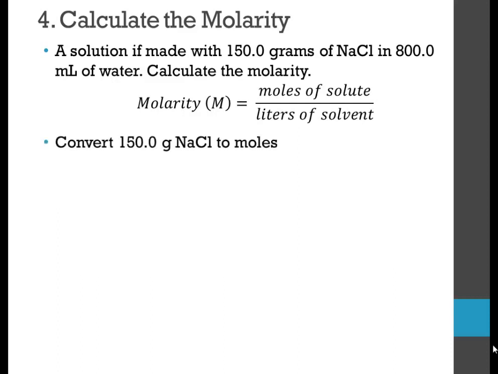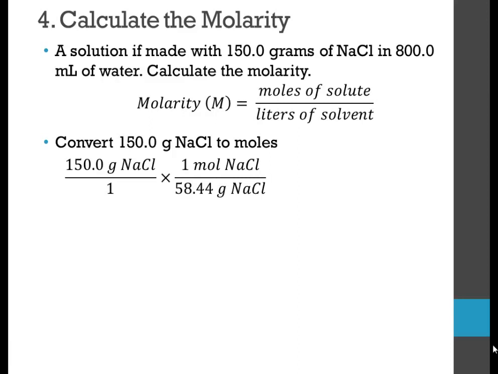So we have to take our 150 grams of NaCl and convert it to moles so that we can figure out the moles of solute, which is on top in our equation. So I start with 150 grams of NaCl, and I need to cancel out grams and convert it into moles. So this will give us moles of NaCl. My conversion factor has grams and moles, meaning it's the molar mass of sodium chloride. So we can calculate that from our table of elements, and we get 58.44 grams per 1 mole of sodium chloride. So we can solve, and we get 2.57 moles of NaCl.